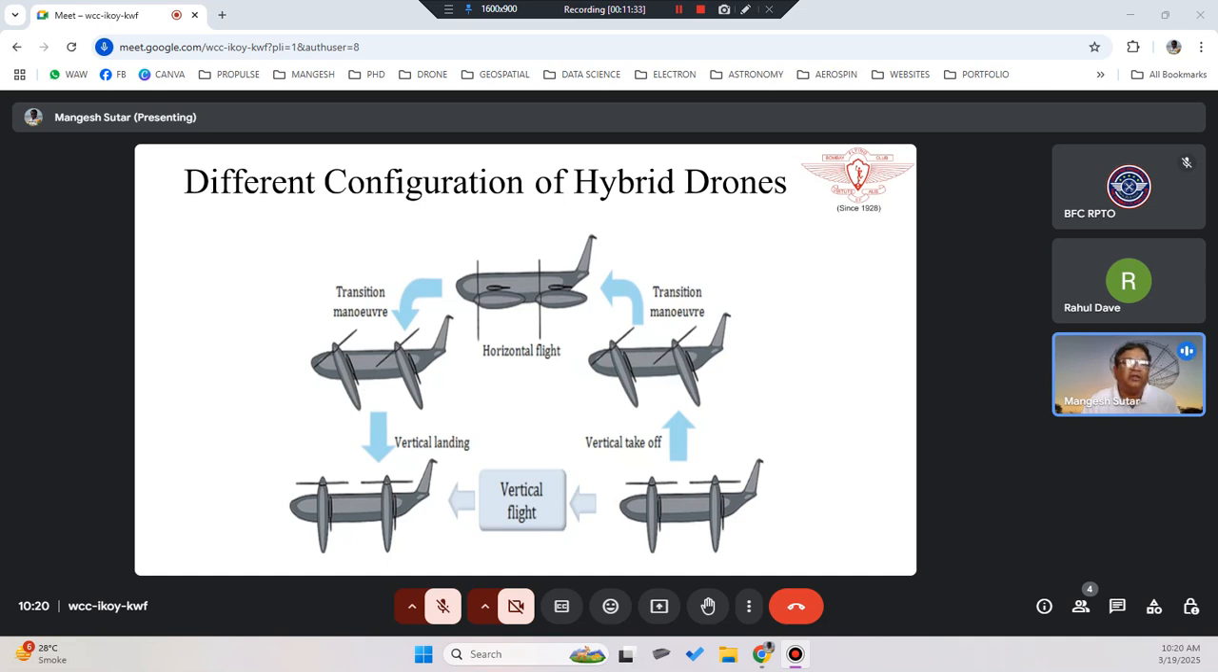Once it has done its mission or project, it will do the transition maneuver again. That means your horizontal motors will become vertical again. Once they are in a vertical position, it will do the vertical landing. That is how some drones are designed with the same motor utilized for both purposes. Sometimes in the forward flight portion, the back motor also stops, so it is just flying on two motors. That's how you consume less battery, and that's why you get more endurance in hybrid drones.